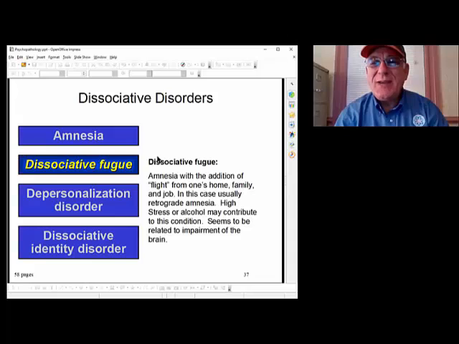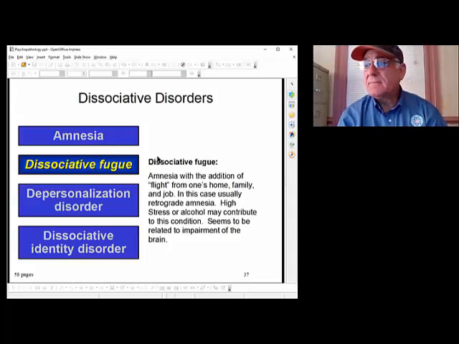They are running away from life. They have had a nervous breakdown. They have lost their ability to know who they are consciously, but unconsciously, they know who they are, they know where they work, they know where their house is, because they're not found anywhere near their house or their work locations. They're running away from life. And that's dissociative fugue. And again, stress is a huge aspect of it, and alcohol can also be associated with it. And it seems to be related to an impairment of the brain in some way, shape, or form.